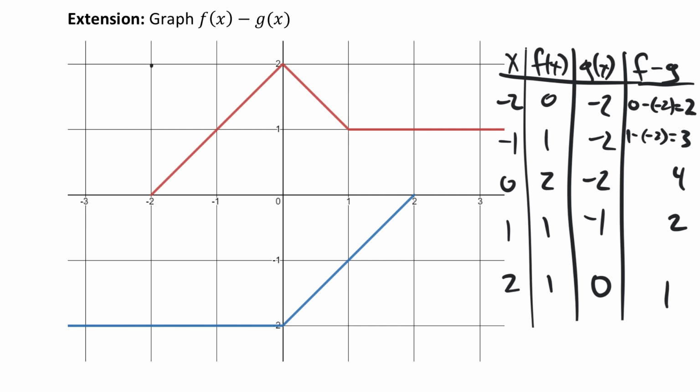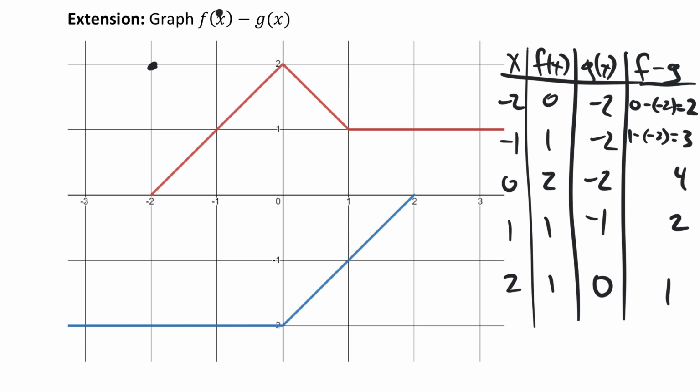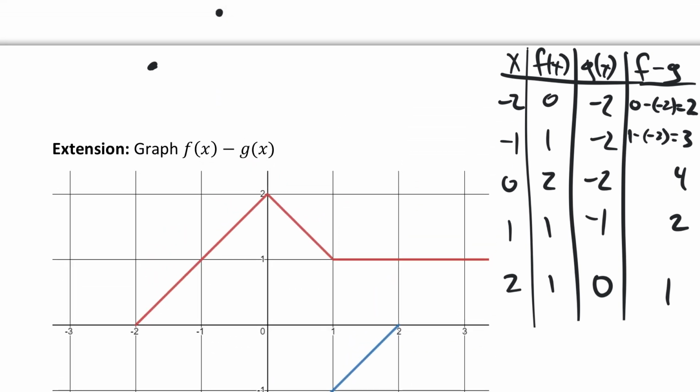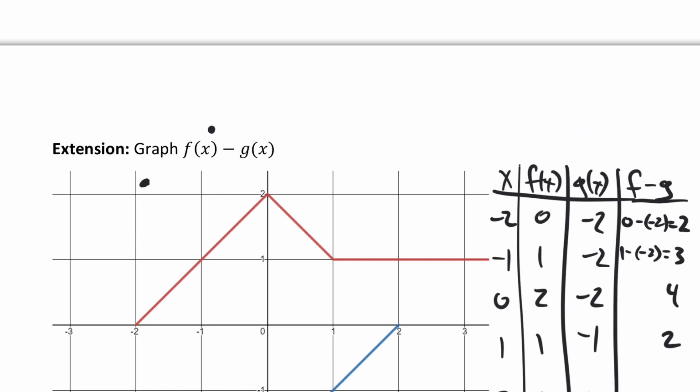Okay, so we have 2, 3. Oh, it's a little bit off our graph. Maybe I'll try to move this a little bit.